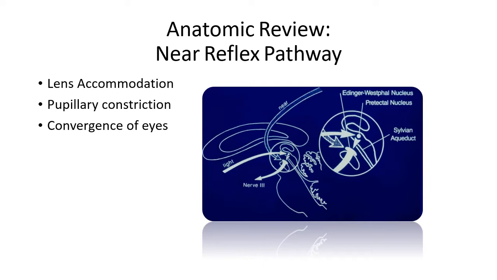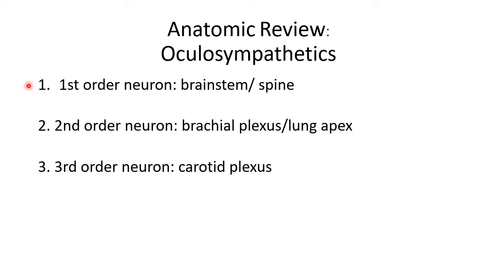Then another way to have pupillary constriction is when you look at a near target, and we think there's a cortical command center down here in the midbrain, then out to the third nerve telling the pupil to constrict. Here's just a depiction of light that also does the same thing, but again we can think there's another way to cause pupillary constriction, the near reflex, which consists of three things: lens accommodation, pupillary constriction, and convergence of the eyes. So let's review the oculosympathetics.